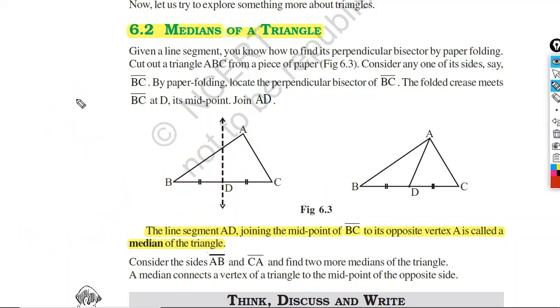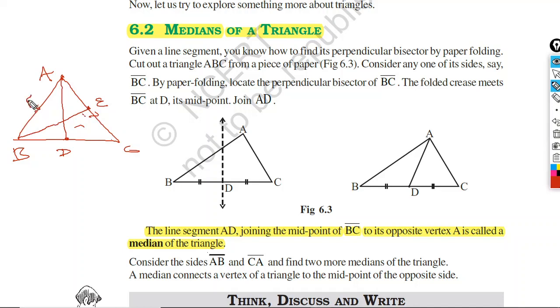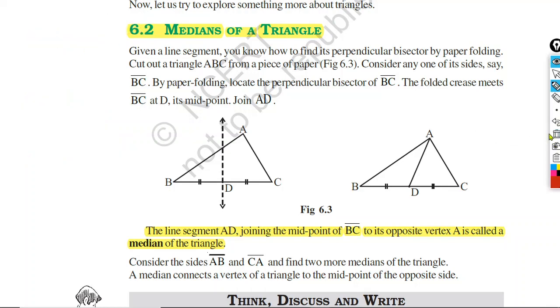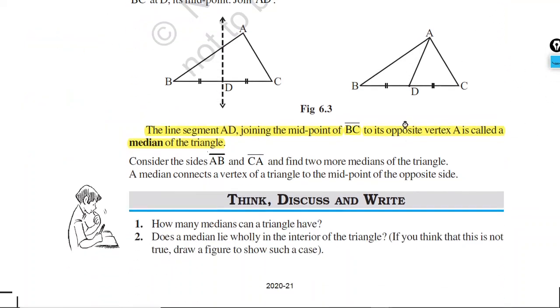Now you see, in this triangle ABC, how many medians are possible? BC has a midpoint, say D. Now AD will be the median. Again, for AC, the midpoint say be E, then BE will be the median. Again, for AB, there will be a midpoint, so suppose F, then CF will be another median. So how many medians are there? Three medians. Okay?